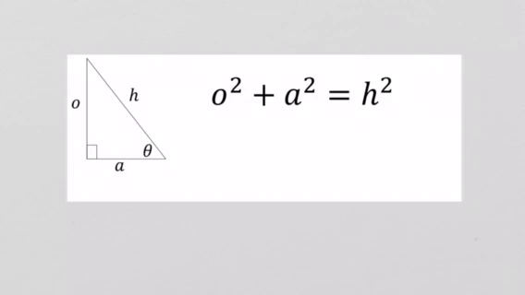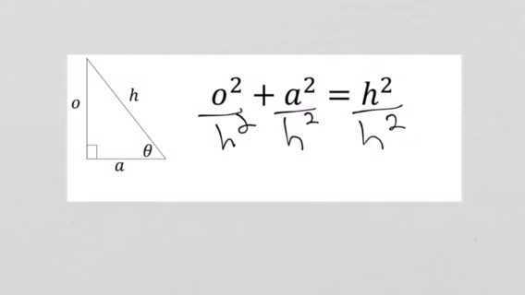If we do that, we get O squared plus A squared is going to be equal to the hypotenuse squared. The opposite side squared plus the adjacent side squared equals the hypotenuse squared. So now we're going to do a weird thing. We are going to divide by hypotenuse squared. We're going to divide by h squared. So divide each of these pieces by h squared.